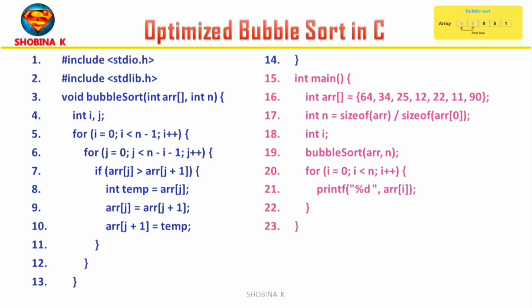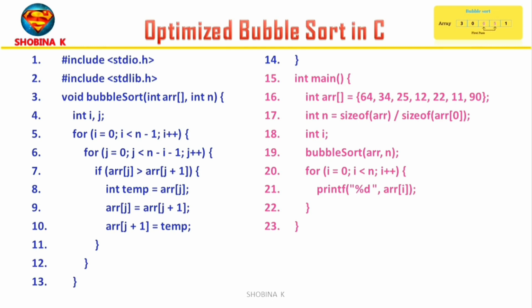The line int main declares the main function, which is the entry point of the program. And next we declare an array of integers ARR and we initialize it with the values 64, 34, 25, 12, 22, 11 and 90. And next we calculate the size of the array ARR by dividing the size of the array by the size of each element.